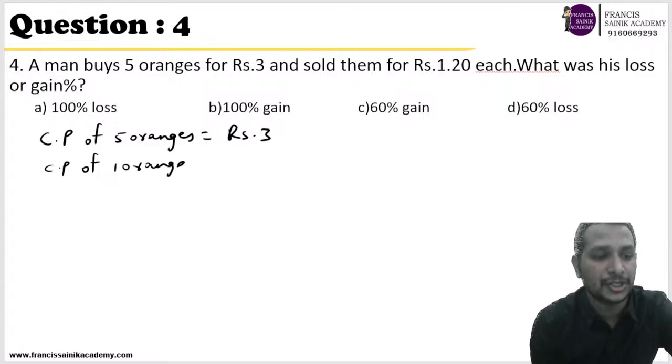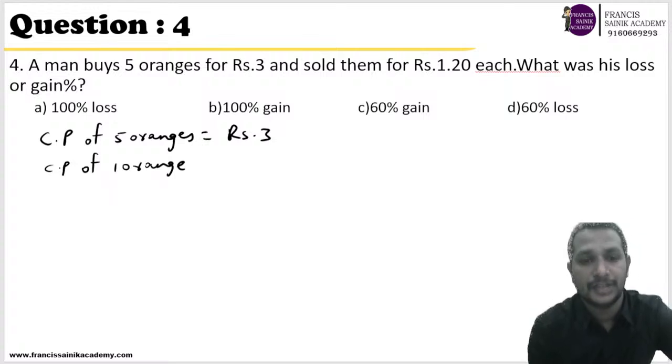Cost price of one orange, 3 by 5. Just leave it like that. That's okay, not a problem. Okay.